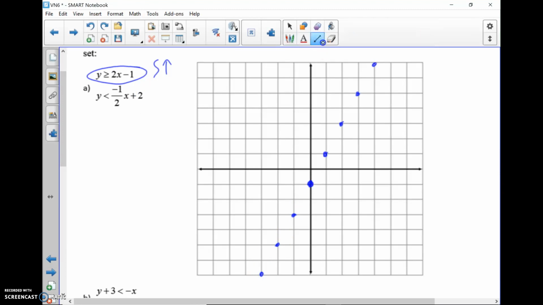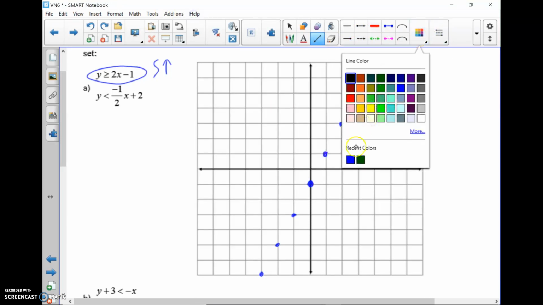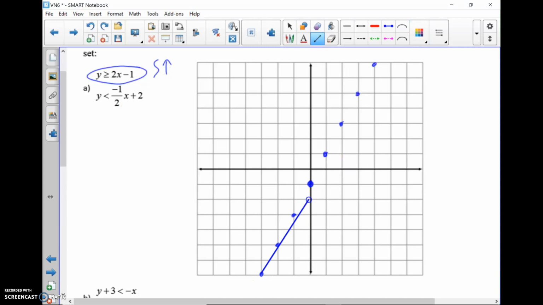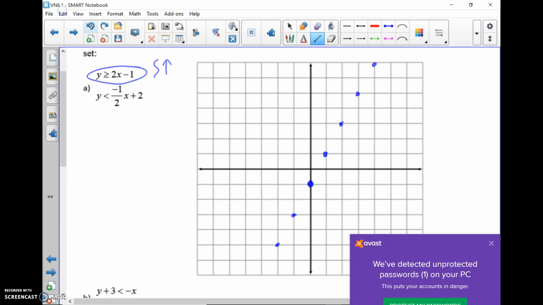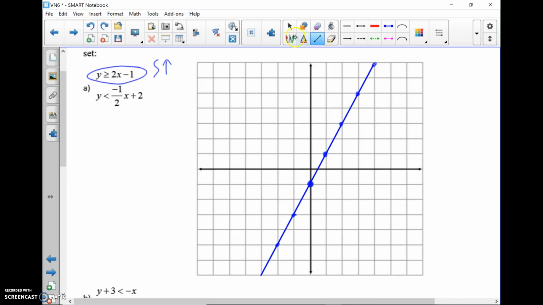Because it's a solid line, I'm going to use my line tool to draw a solid line. I'll stick with the color blue. Oops, that's not quite there. Sorry about that. And throw some arrows on the end like we always do. And I'm going to shade. So this is a greater than, so I shade above. Now this is the area that's above it, so this is where I'm going to shade.